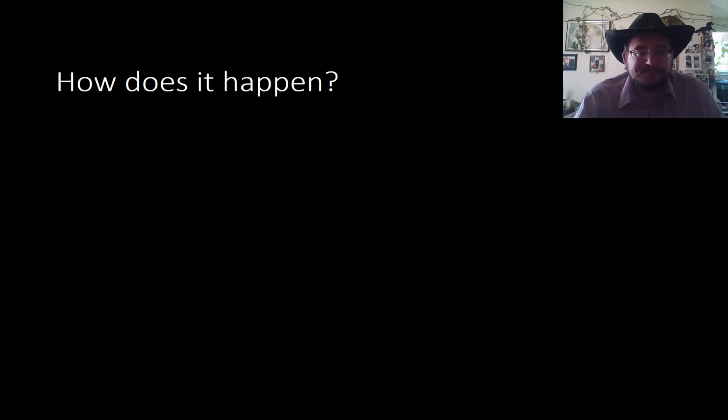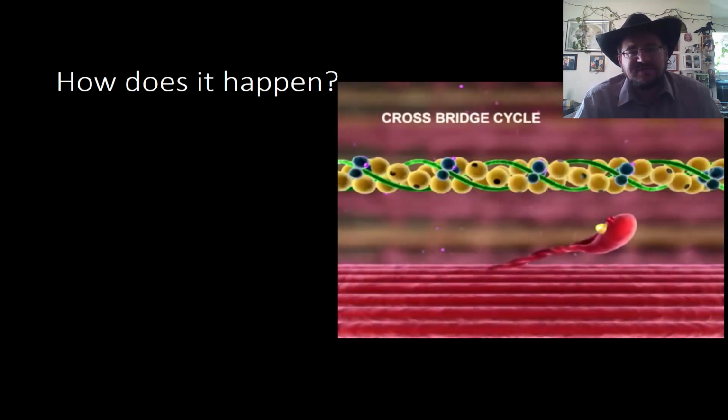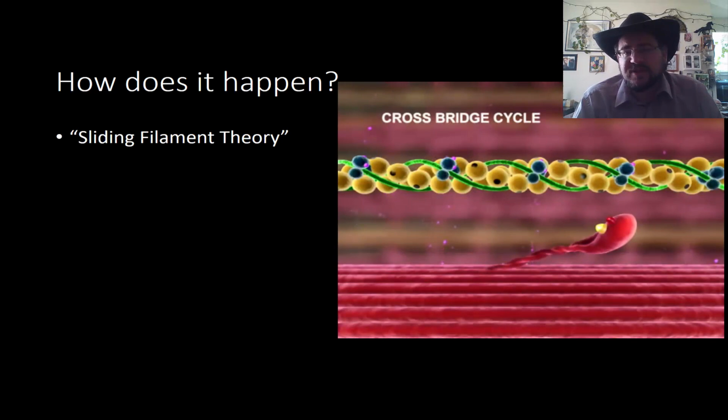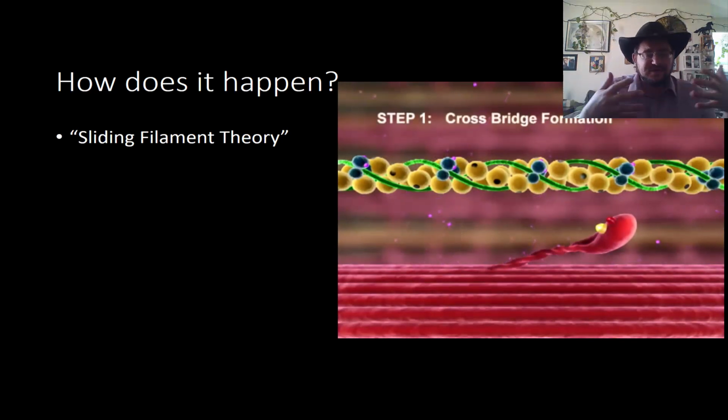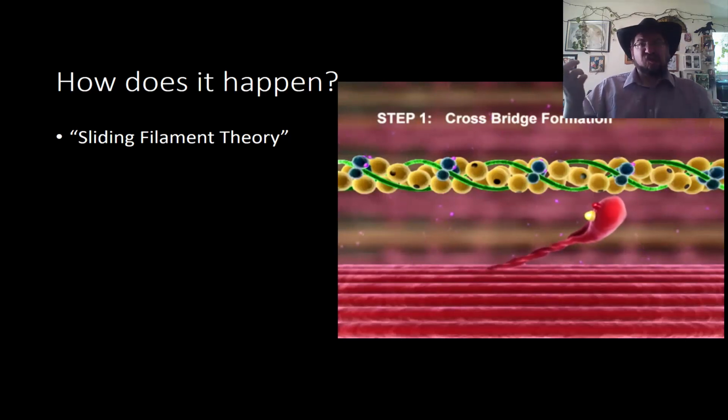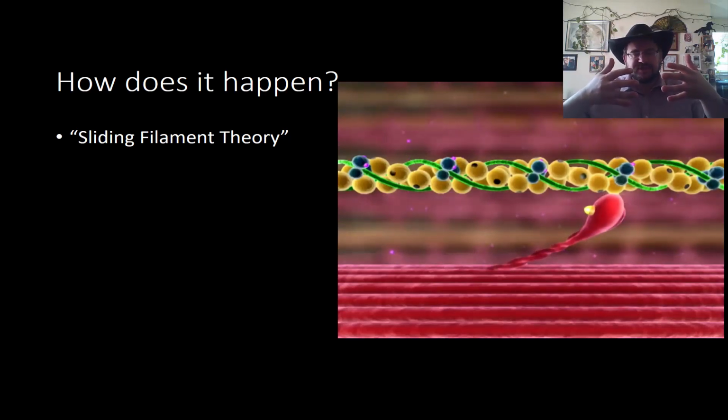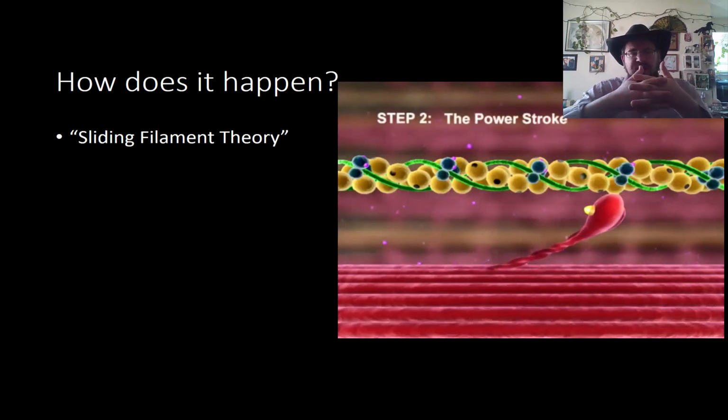So how does this whole thing happen? It's based on something called sliding filament theory. In sliding filament theory, the thick filaments cause the thin filaments to slide towards the center, right? So here are the thin filaments, thick filaments pull them along, and they slide.